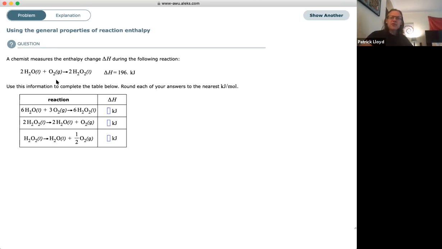Okay, so that's one aspect of enthalpy that we want to use, is this idea that if you reverse an equation, you change the sign of delta H. And if you multiply the equation by some constant in the balanced equation, you multiply delta H by that same value. So you'll try this one as well.